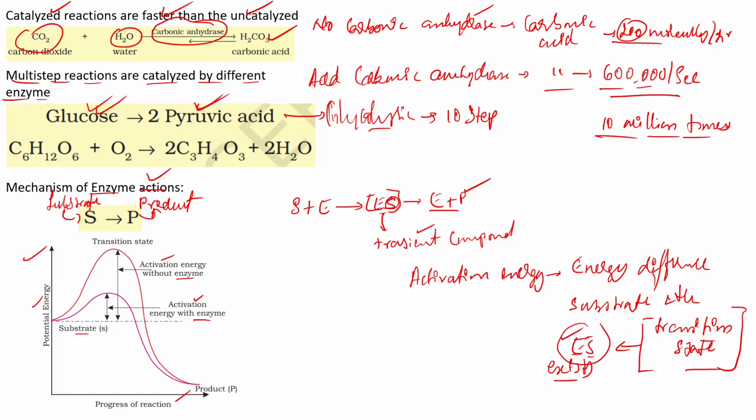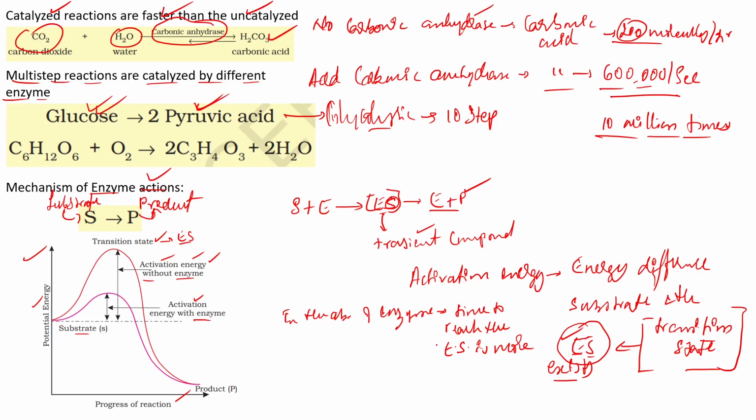And to achieve this particular state, you can see that they have given the arrow mark over here. From substrate to the transition state, it is the state at which the enzyme substrate complex exists. To achieve the transition state, energy is required, and this energy difference is called the activation energy. Now in the absence of the enzyme, the energy difference is very high. Hence, we can say that in the absence of enzyme, the time to reach the transition state is more.